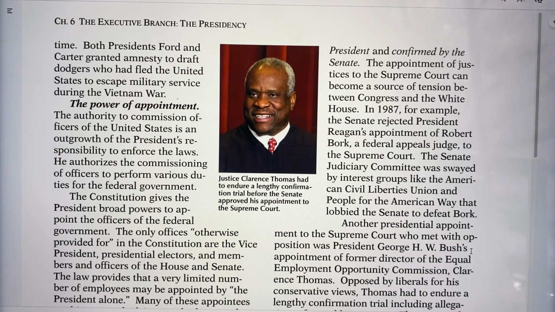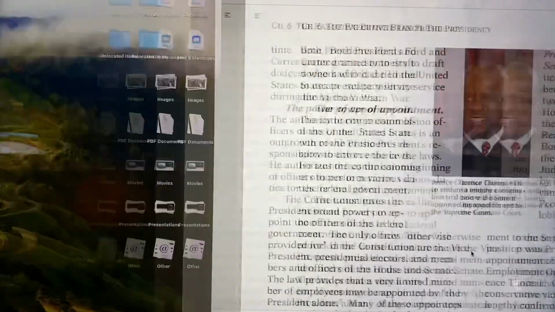They were really upset that he would be picked, and so the Senate Judiciary Committee was actually being persuaded by certain interest groups, and that happens a lot when picking a court judge, especially a Supreme Court judge. Another example was President George Bush, and his picture here is of Clarence Thomas, and he had to endure a lengthy confirmation trial before the Senate approved his appointment.